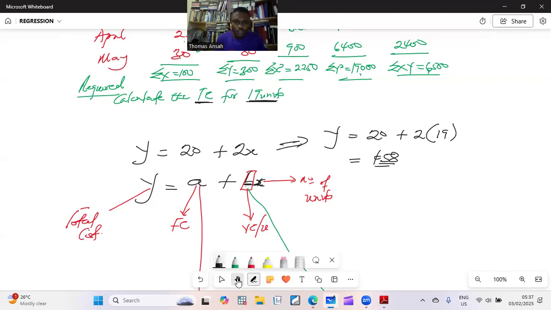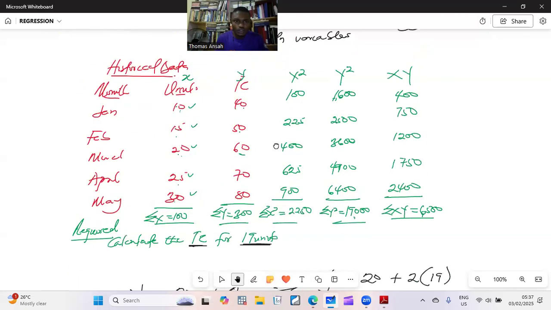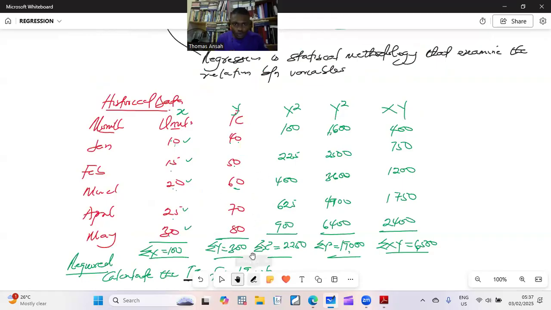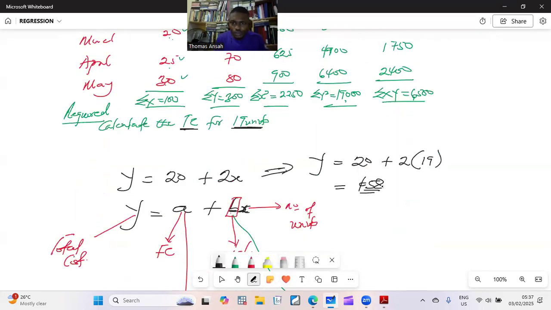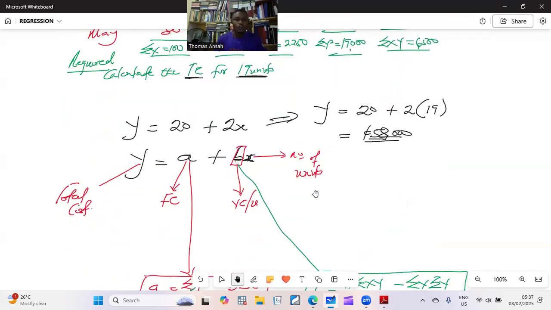Of course, if the total cost is in thousands, then you must as well put 3 zeros here. So basically, this is how regression is done. Easy, right? Very, very easy. All right, so this is what you go through and do for regression.